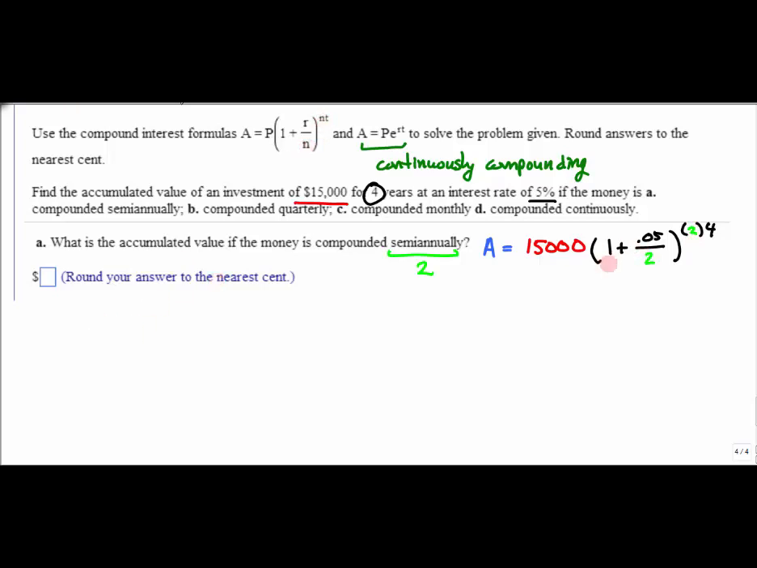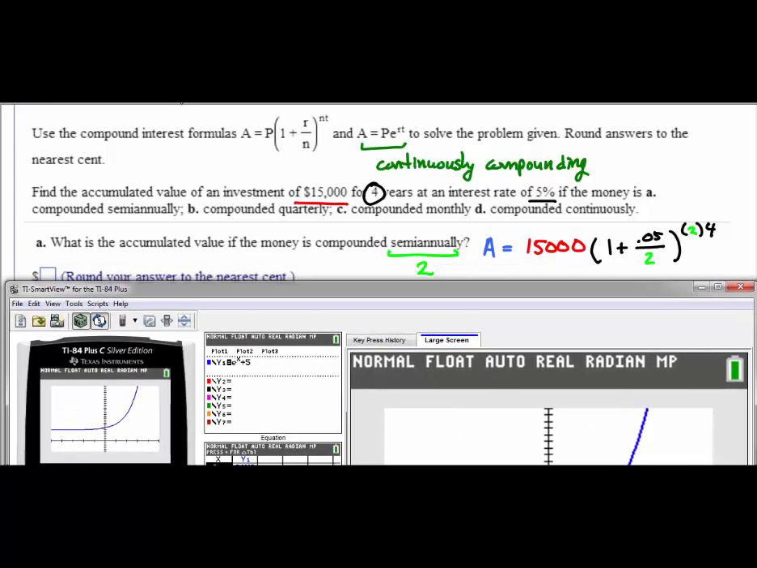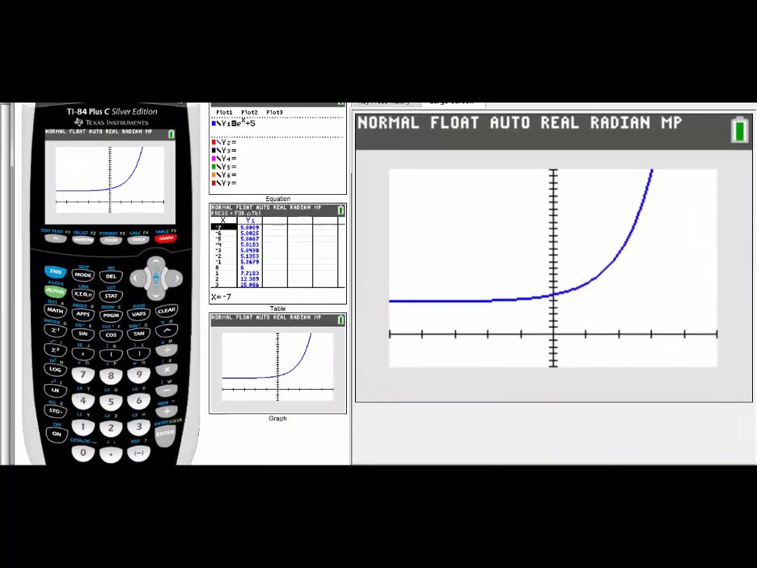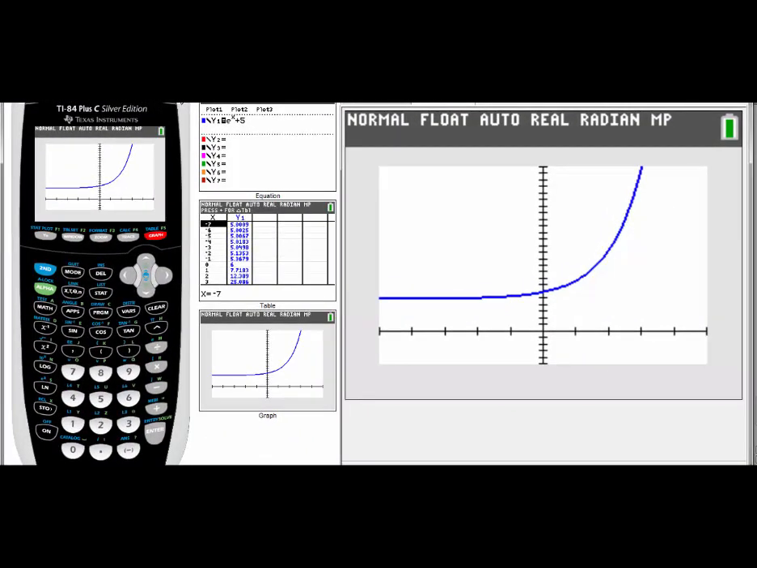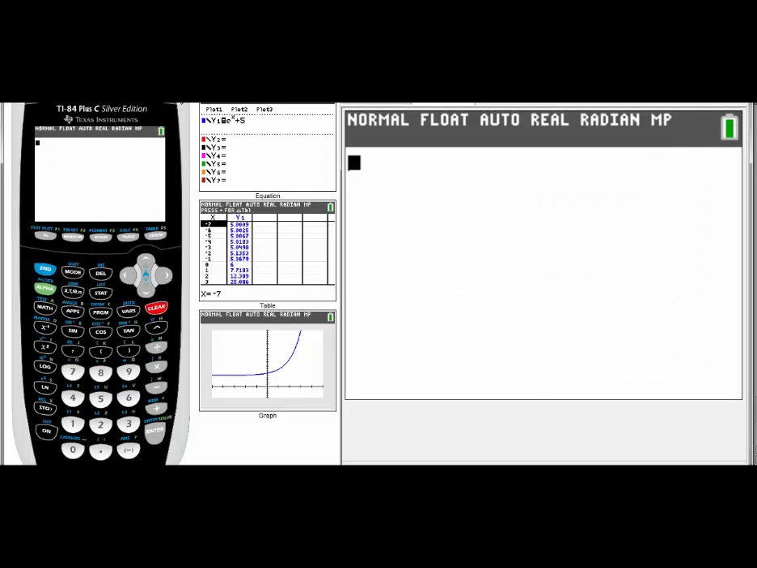So when you plug this into your calculator, you have to be really, really careful. There's a lot going on here. So let's go ahead and pull in the calculator. And let's keep in mind 15,000. So let's start with second quit here because I don't need to graph this. So I'm going to have 15,000. I'm going to open my parentheses. 1 plus r was 0.05 divided by n was semi-annual, so it's 2. And then I have my exponent.